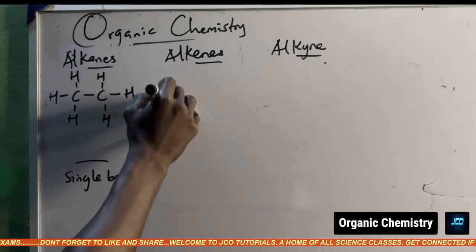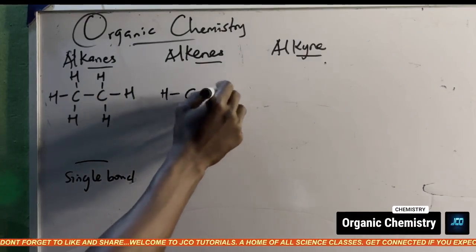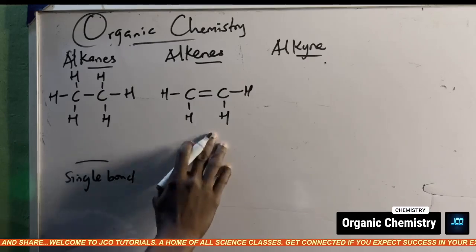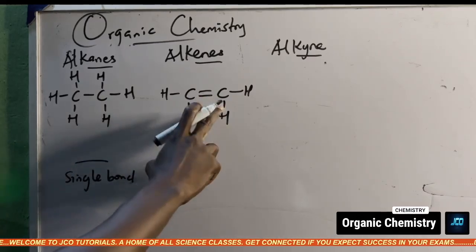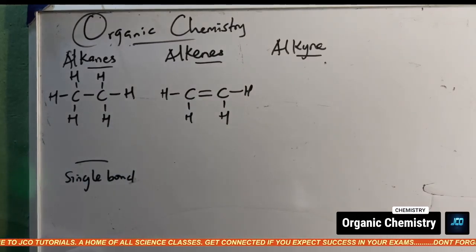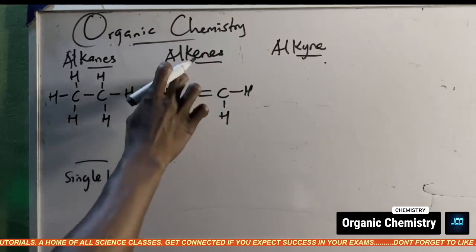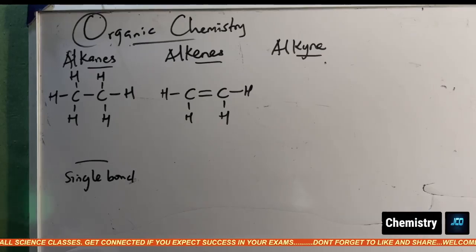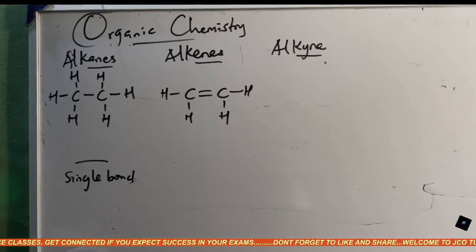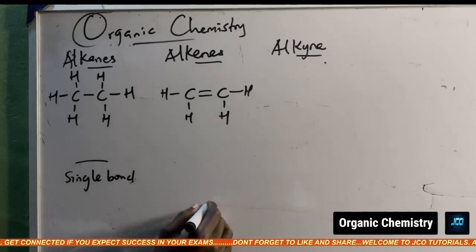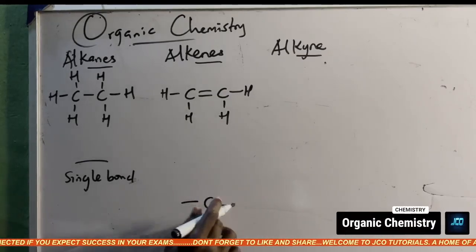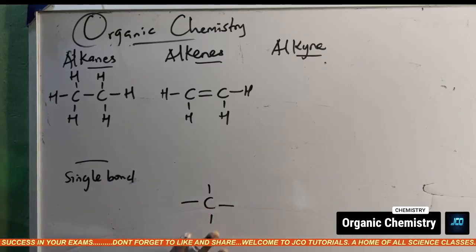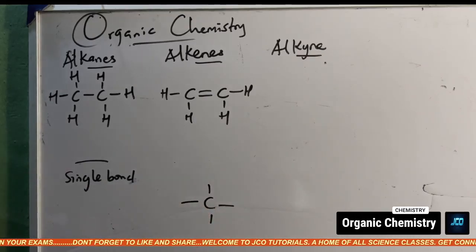Then for alkene, you see I've introduced a double line. That means double bond. Please, this double line only exists between carbon and carbon. It is not between the hydrogen. So in this case, there's going to be a loss of 2 hydrogen. And also you must understand, carbon must form 4 bonds for it to be complete.